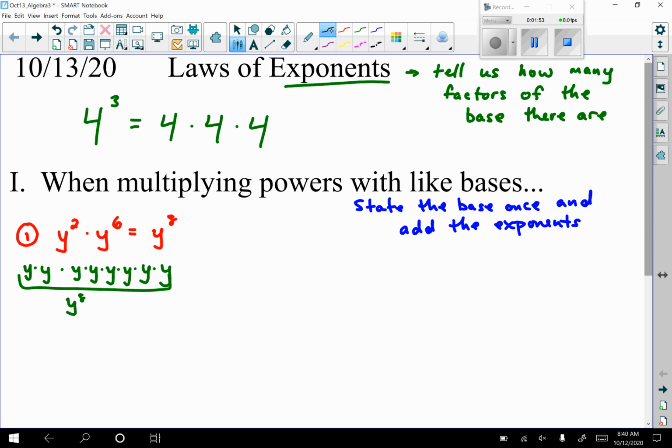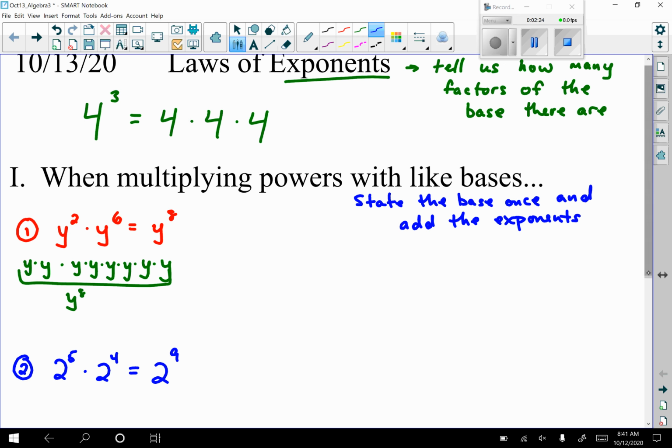Now, most of the time we're used to seeing problems like this where the bases are variables, but this works for any base that's the same. So even if I took, let's say, 2 to the 5th times 2 to the 4th, my base here is what? It's a 2. So I'm multiplying 5 factors of 2 times 4 more factors of 2, so I would have 9 factors of 2. We do not multiply the 2 times 2 and say it's 4 to the 9th. We state the base once because I want to know how many factors of 2 we have, and that would be 9.